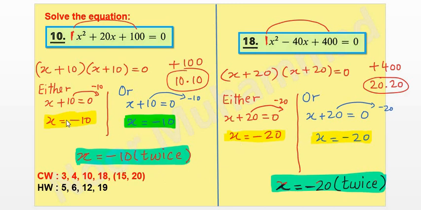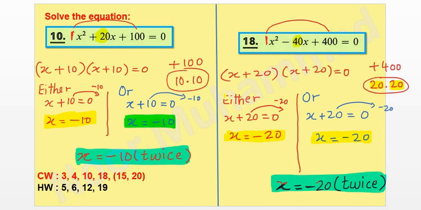Clearly you can see that we were getting -10 and -10 in both cases because it was 100. So 10 times 10 is 100, and 10 plus 10 is giving us this middle 20. And here 1 times 400 was 400. So if you multiply 20 with the 20, it gives us 400.